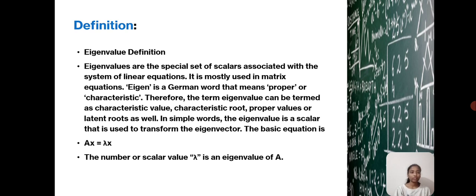Eigenvalue definition. Eigenvalues are the special set of scalars associated with a system of linear equations. It is mostly used in matrix equations. Eigen is a German word that means proper or characteristic. Therefore, the term eigenvalue can be termed as characteristic value, characteristic root, proper value, or latent root as well. In simple words, the eigenvalue is a scalar that is used to transform the eigenvector. The basic equation is Ax = λx. The number or scalar value λ is an eigenvalue of A.